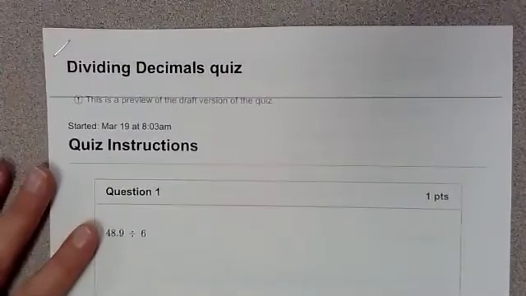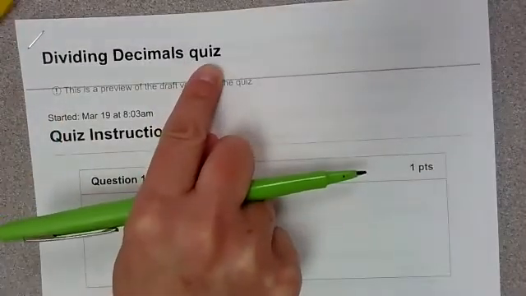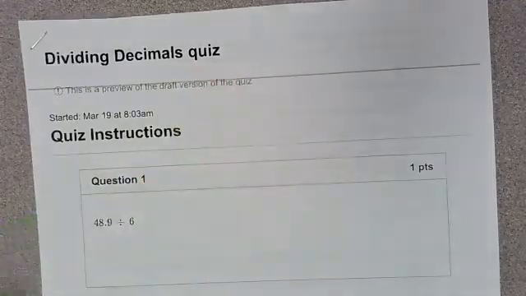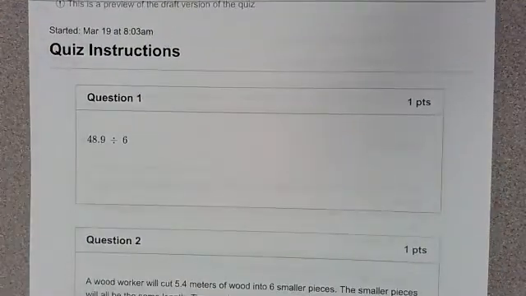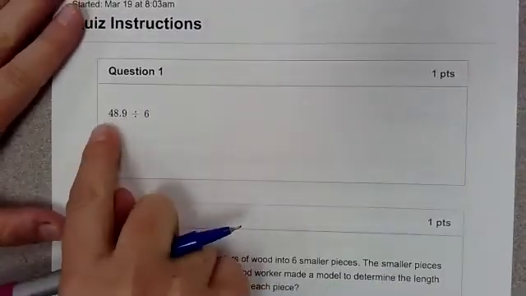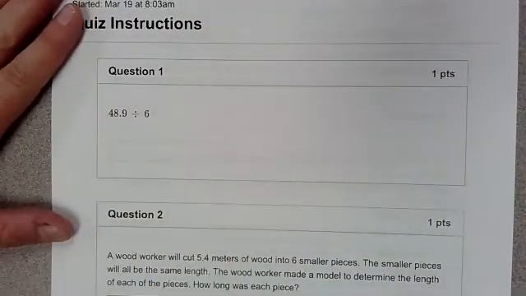This is your dividing decimals quiz. I have decided to be a kind and benevolent teacher and record myself going over these with the class so that you have a chance at getting a good grade. Here we go. We've got 48.9 divided by 6.